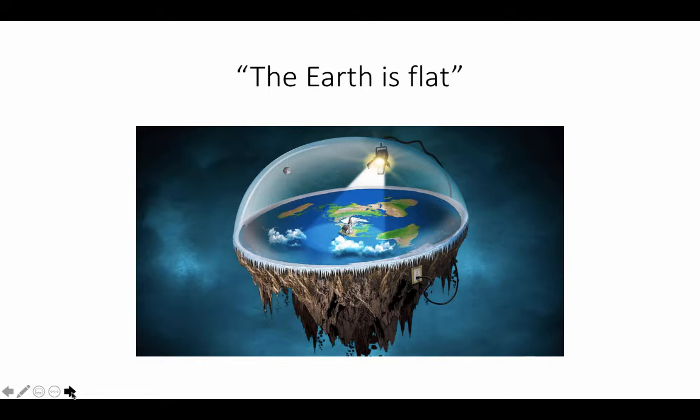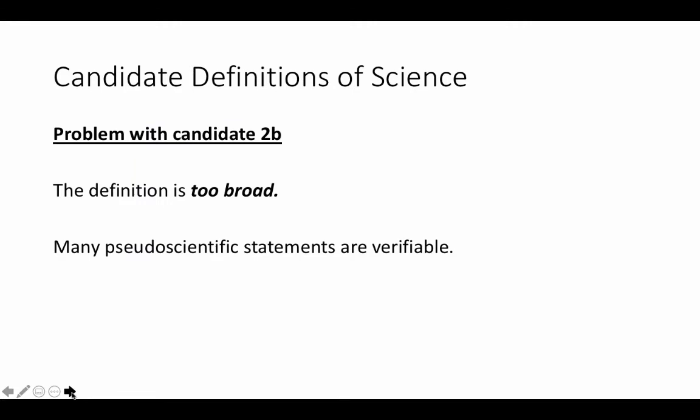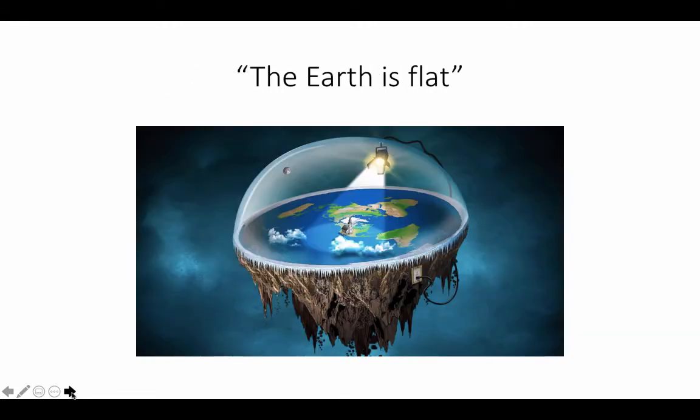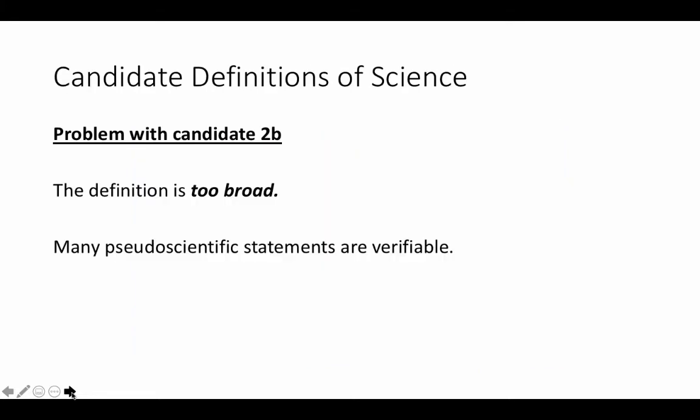On a more serious note, many historical statements are verifiable. For example, true historical statements are verifiable. For example, Abraham wrote a letter to Mary Todd in 1859. Well, if you found a letter to Mary Todd from Lincoln dated 1859, you would have verified that. But that's not a scientific statement. That's a historical statement. So 2B is too broad.